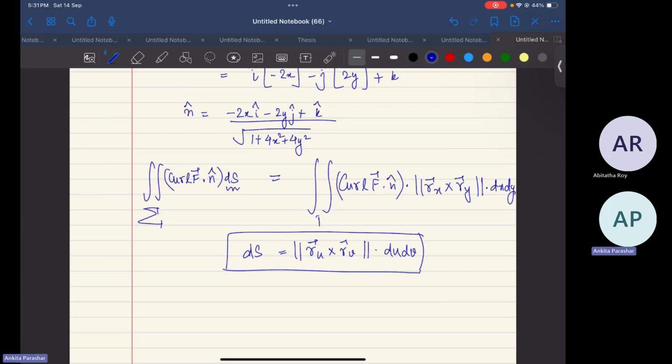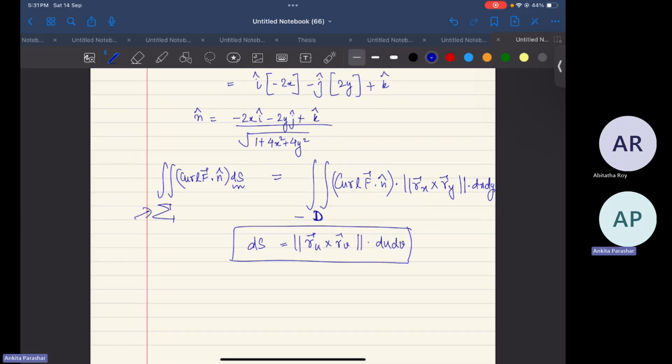I will just take D as the domain, the domain over which we are varying x and y. So this is the surface and this is something else.